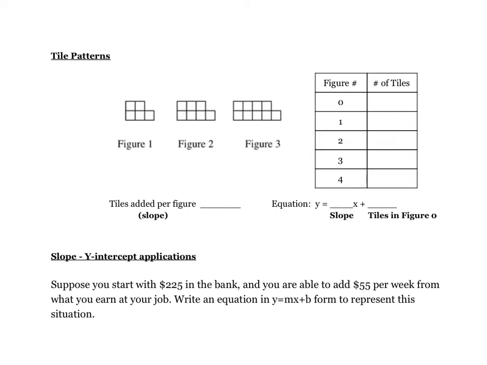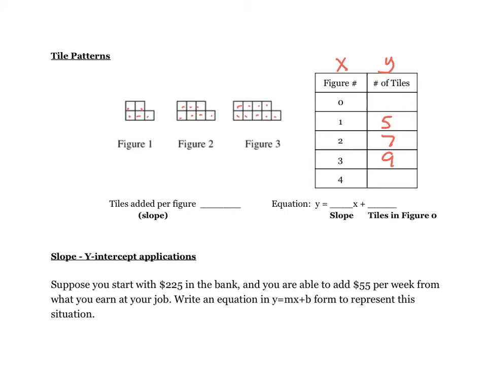So you can see our tile pattern in this example. It has figure 1, figure 2, figure 3. Notice in our table, the figure numbers are listed. That is the x variable. The number of tiles in the figure, that is the y variable. So what I would do first is fill in figure 1, 2, and 3 into the table by counting the number of tiles. So figure 1 has 5 tiles. Figure 2 has 7. Figure 3 has 9.